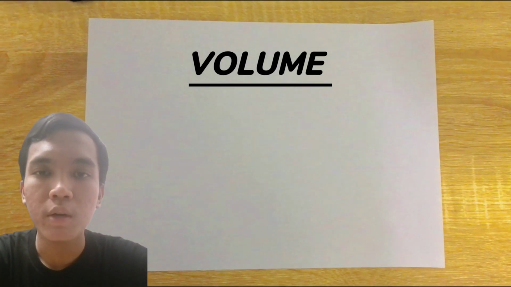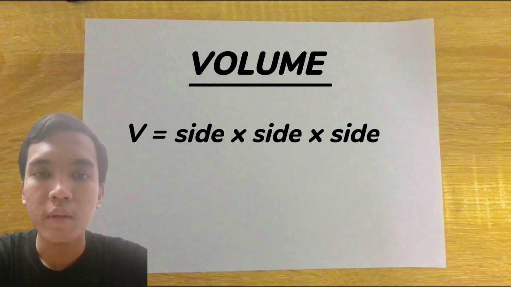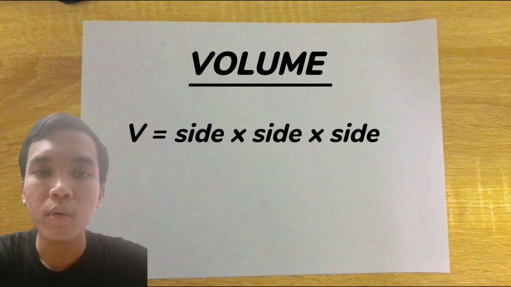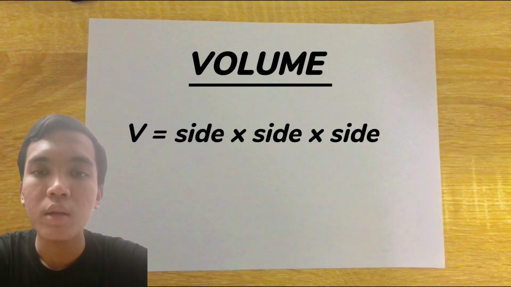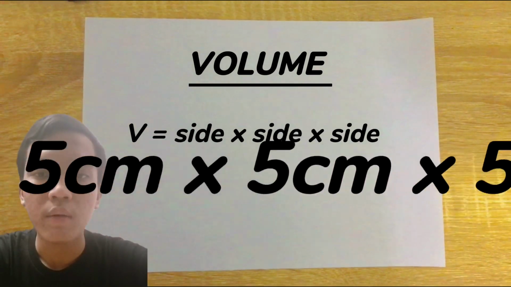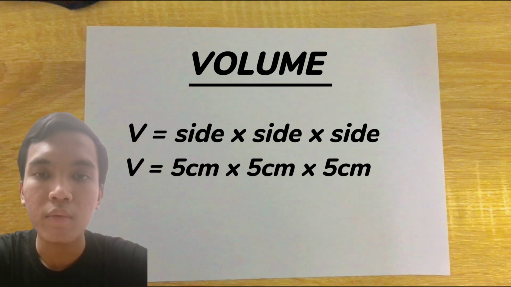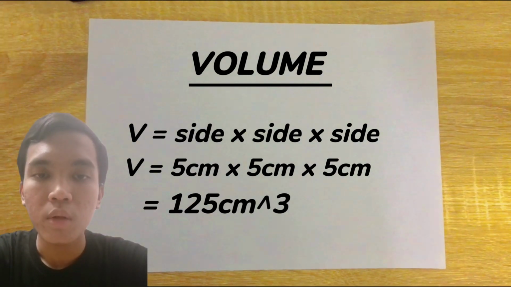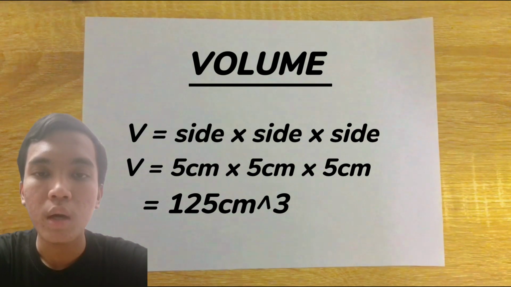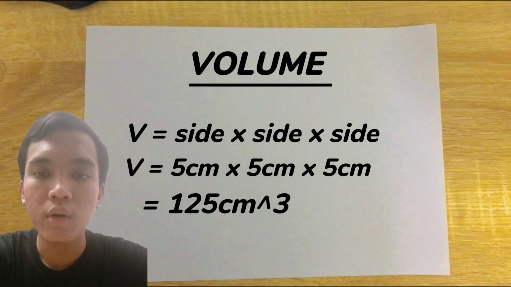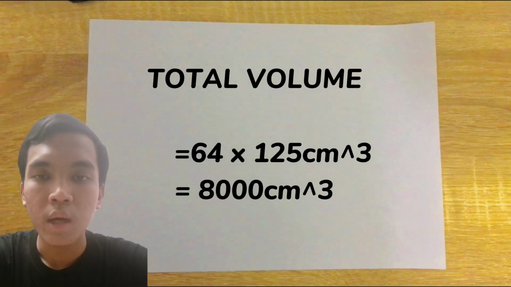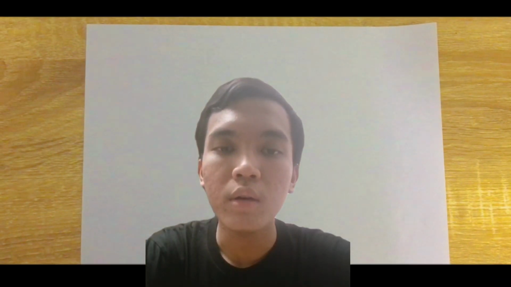Next, let's move on to the calculation of volume. Volume formula should be calculated as V equals side times side times side, and the standard notation should be in cm cubed. Since each side of the square is 5 cm, the volume is 5 cm times 5 cm times 5 cm equals 125 cm cubed. If the total small squares of a whole chessboard are 64, hence 64 times 125 cm cubed equals 8000 cm cubed. And that's how the calculation works.